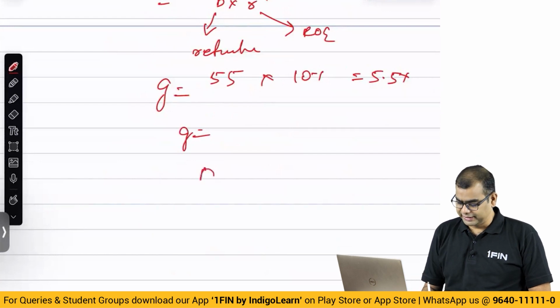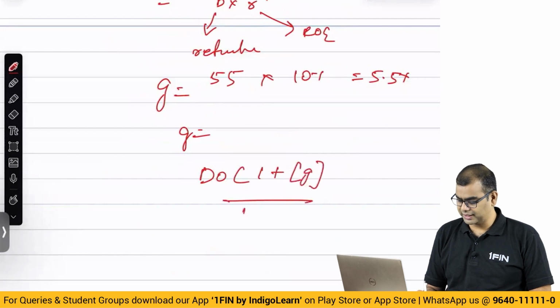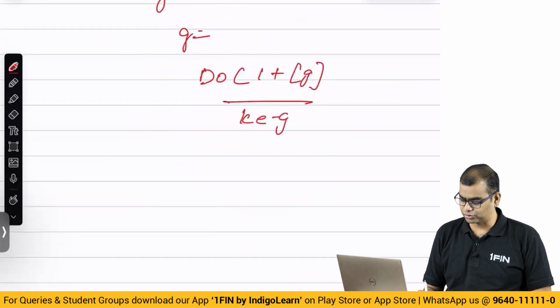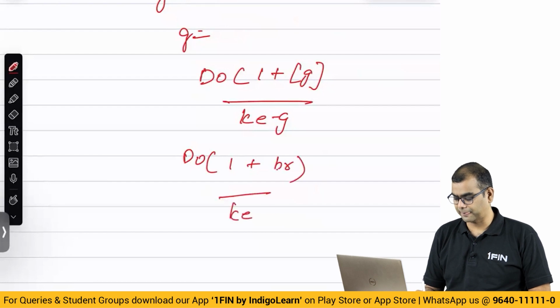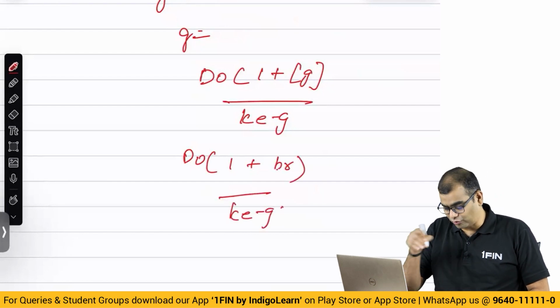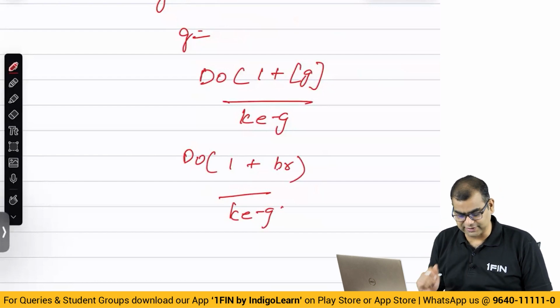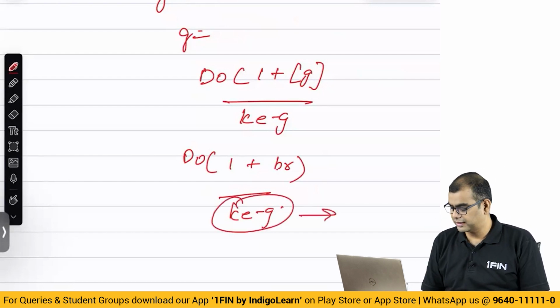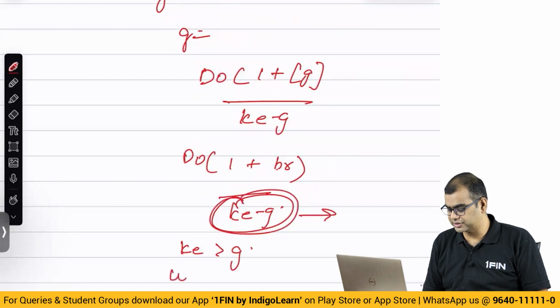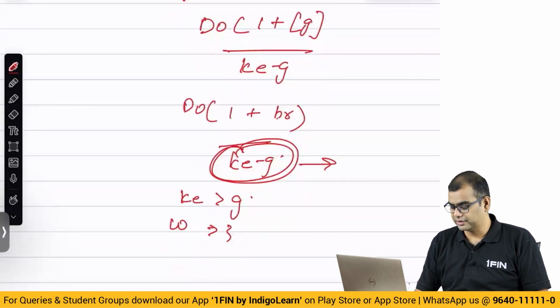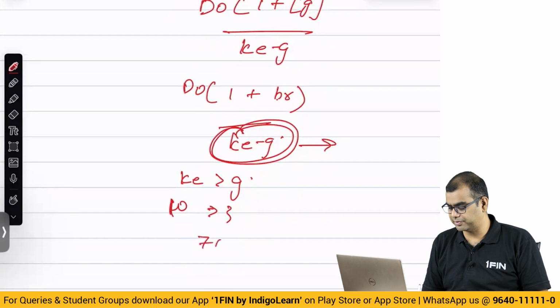So D0 into 1 plus G, by KE minus G, can be rewritten as D0 into 1 plus BR, where B is the retention ratio and R is ROE, by KE minus G. Okay, so it can be rewritten like this. Now, why am I saying all this story? Because there are 3-4 points I wish to highlight. First, as KE is greater than G, if KE becomes more and more greater, what happens to the denominator? So, let us say KE is 10 and G is 3. Okay, 10 is greater than 3, so you have 7%.